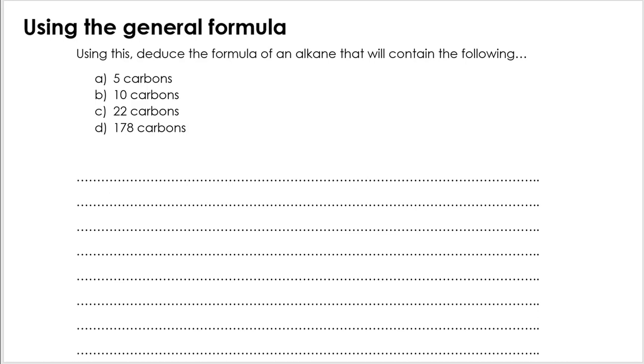So I want to know how many hydrogens there will be, and therefore what the formula of the alkanes will be if it's C5, C10, C22 and C178. Well, for C5, I'm going to double 5 and add 2. It's C5H12. C10, 10 times 2 plus 2, C10H22. If I double 22 and add 2, I get 46. And if I double 178 and add 2, I get 358.